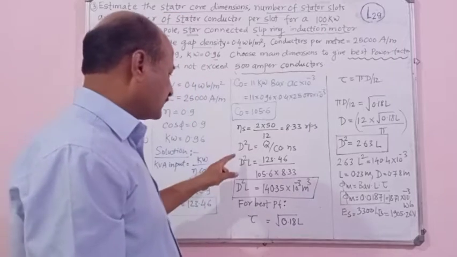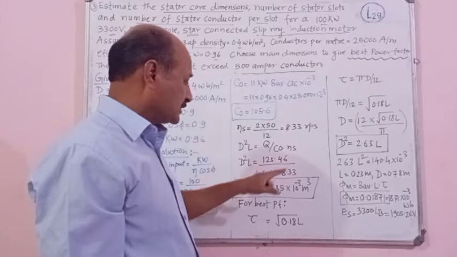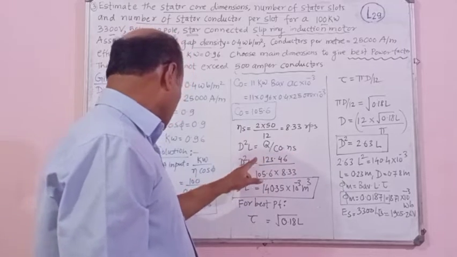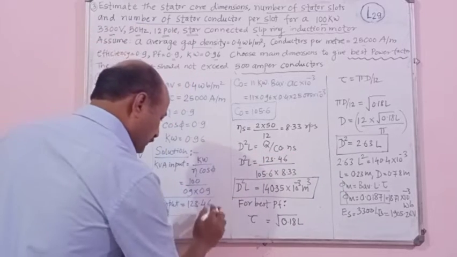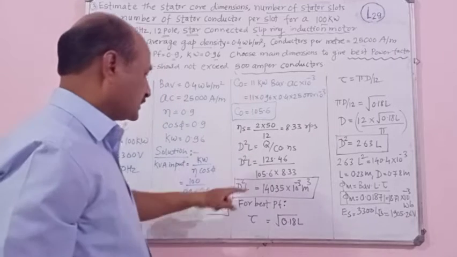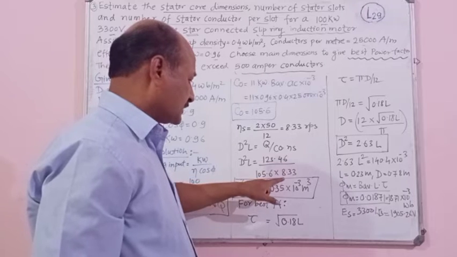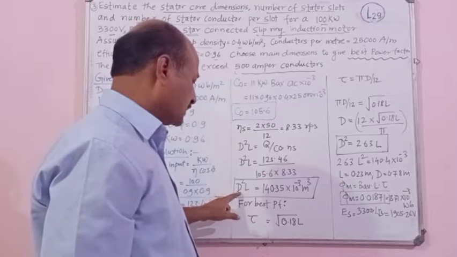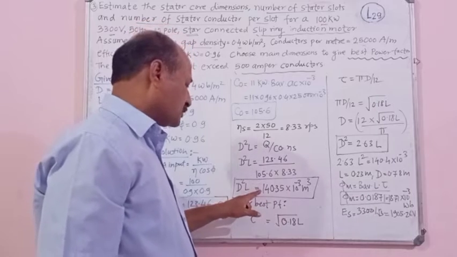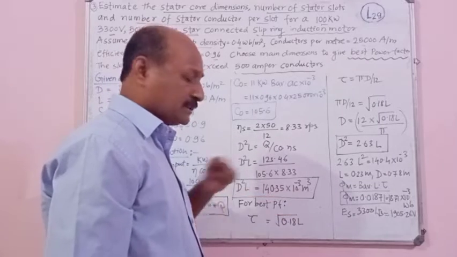Then calculate D square L. D square L equals capital Q divided by CO into NS. Capital Q equals 123.46, divided by CO 105.6, NS 8.33. In this way you will get the value of D square L equals 140.35 into 10 to the power minus 3 meter cube.